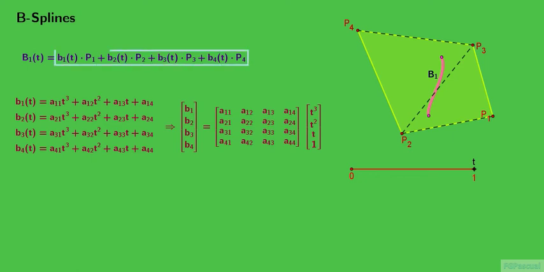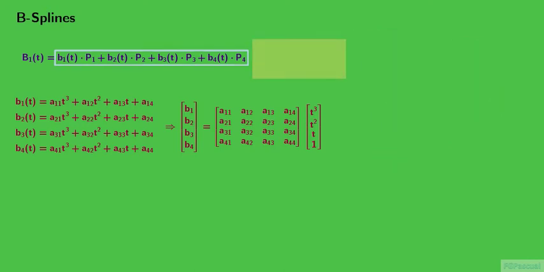We will also write out capital B sub 1 as a matrix product. In fact, it is a dot product. A dot product is sometimes written as a matrix product. In this case, it is the product of the row vector b1, b2, b3, and b4, and the column vector capital P1, p2, p3, and p4.